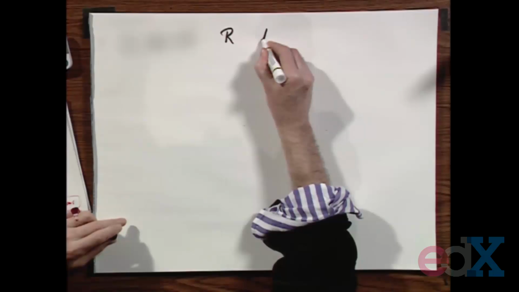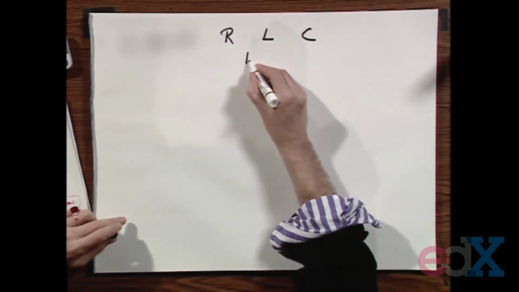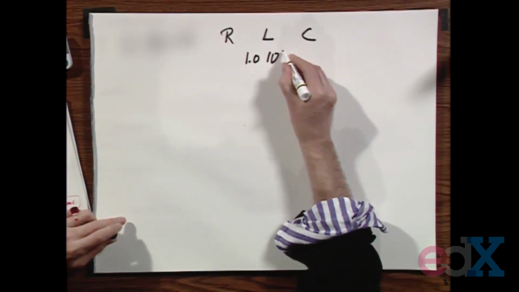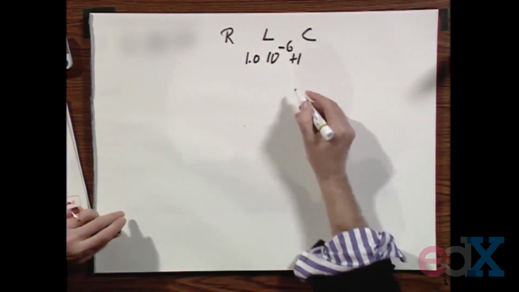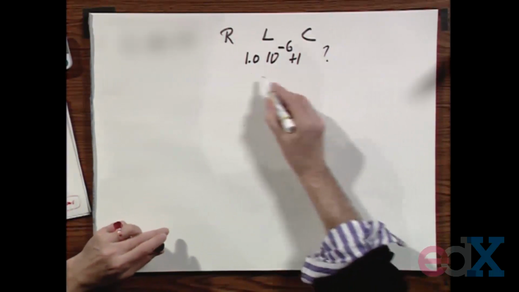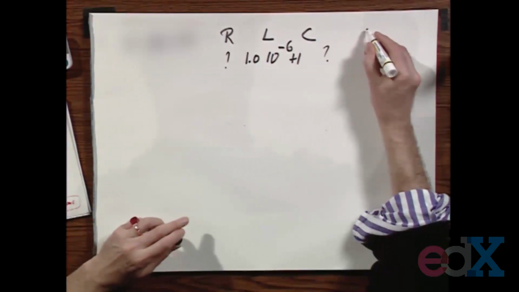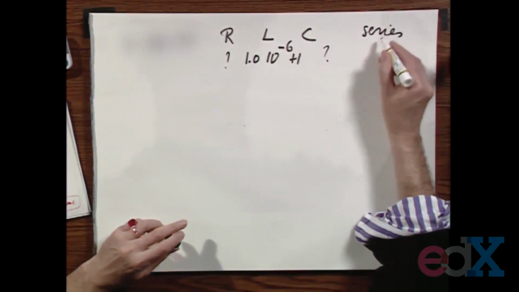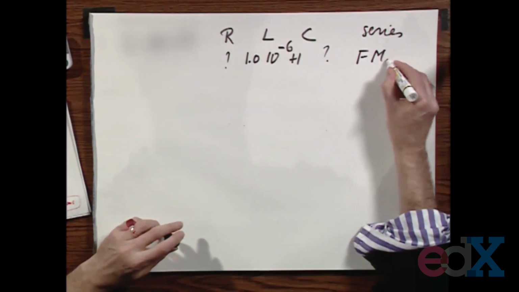It is an RLC circuit. The L value is 1.0 times 10 to the minus 6 Henry. We don't know C, we don't know R. They are in series. It is an FM radio.